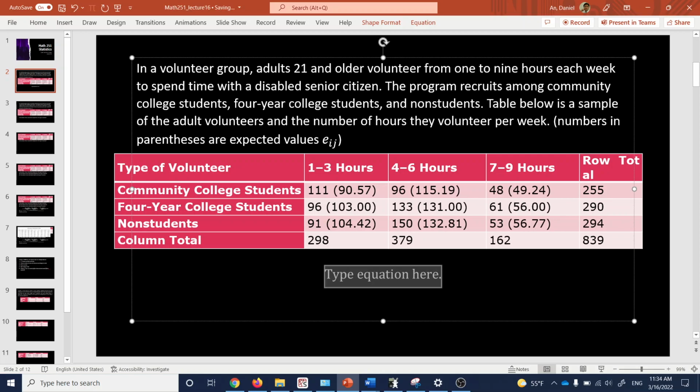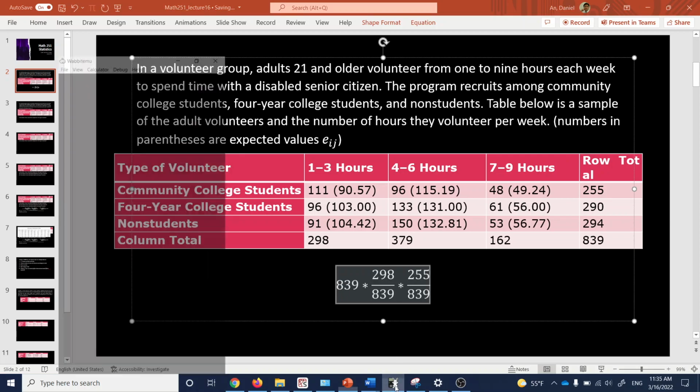out of 839, 298 out of 839 would belong to this first column, right? But then among those, 255 out of 839 would belong to the first row, right? So you multiply these, and that would give you 90.57, right?